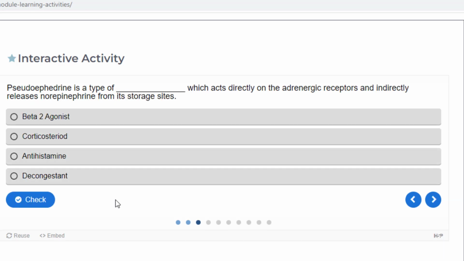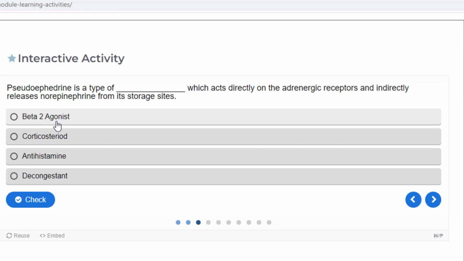Pseudoephedrine is a type of blank which acts directly on the adrenergic receptors and indirectly releases norepinephrine from its storage sites. So let's kind of break this down. The adrenergic, so ad means to and toward in Latin. Rene is kidney, so it just means something that is on top of the kidney, and that's our adrenal glands. So when we're talking about adrenergic receptors, we're talking about the adrenal glands and then norepinephrine as a neurotransmitter. So let's kind of put in our answers.